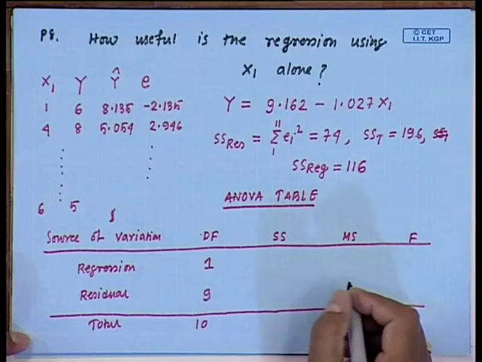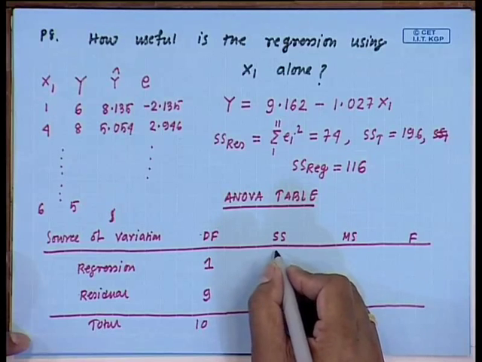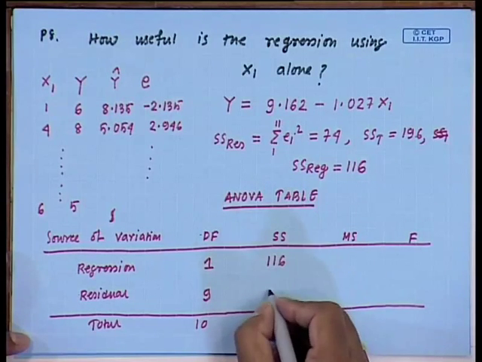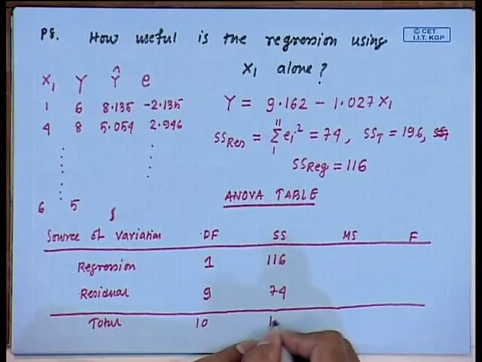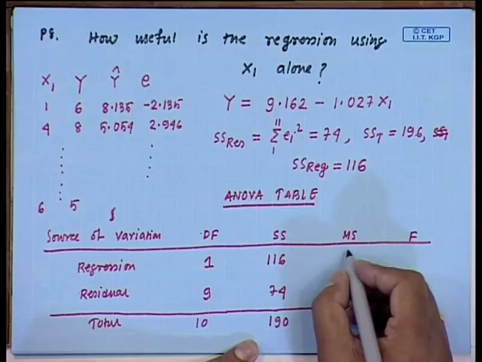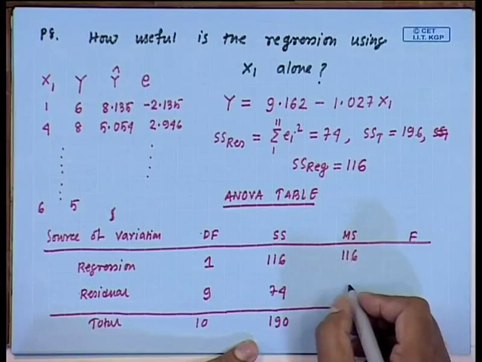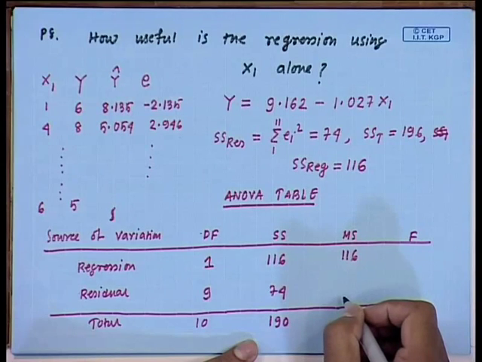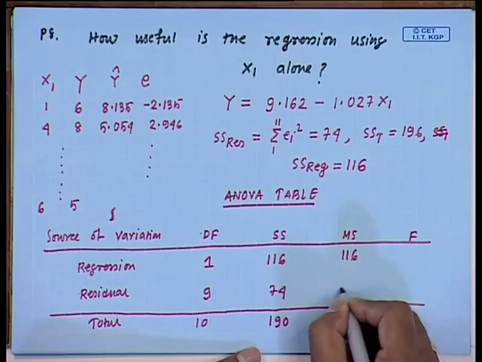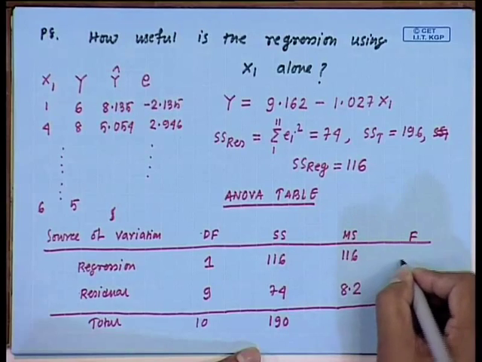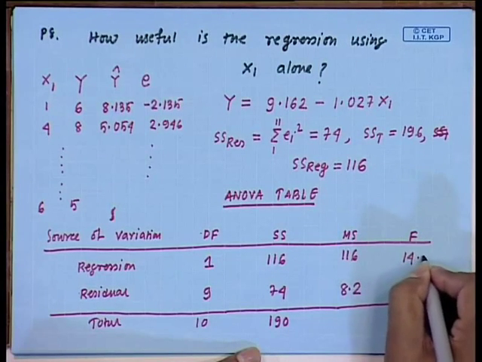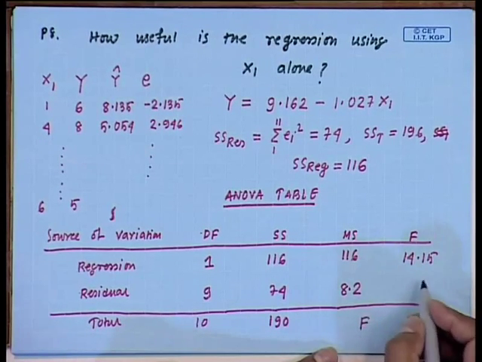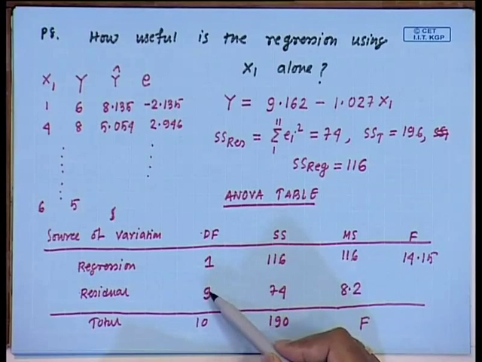Okay, I hope you understood why it is 9. SS regression is 116, residual is 74, total is 190. So, MS regression is 116 and MS residual is equal to 8.2 and the F value is 14.15. Now, you check, this F follows F distribution with degree of freedom 1 and 9.